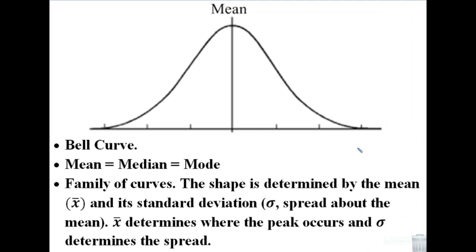The x bar determines where the peak occurs. A higher mean is going to make that peak occur more to the right, a lower mean more to the left. And the standard deviation determines how spread out it is, how fat this curve would be or how skinny it would be.